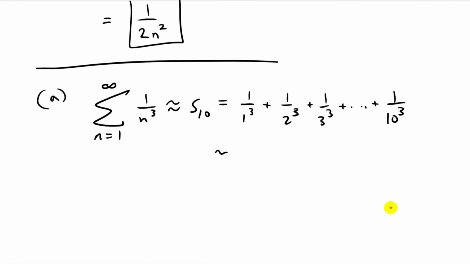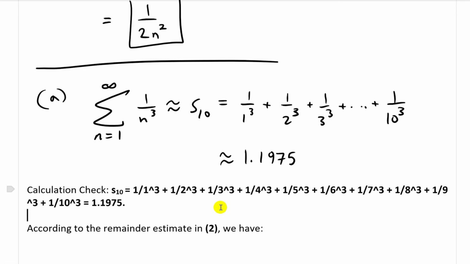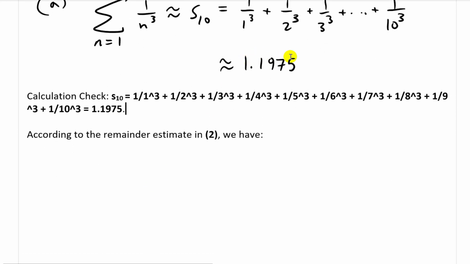If you plug this into a calculator, it's approximately equal to 1.1975. And here's just a calculation check. My OneNote has a built-in calculator, which is pretty amazing. So you just put in S10, 1 over 1 cubed plus 1 over 2 cubed all the way to 1 over 10 cubed. Here's the calculation. I'll write equals and then space, and it automatically calculates. Absolutely fascinating stuff here. All right, so yes, that is the correct one there.